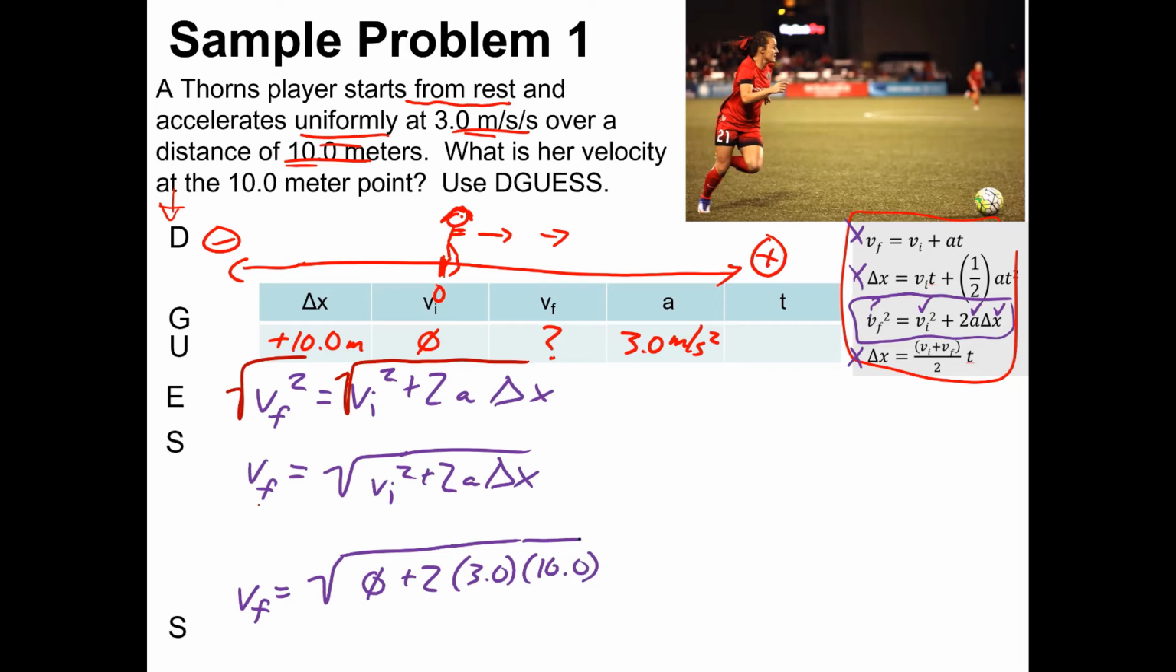And so 2 times 3 times 10, that's going to be 60. So the square root of 60. And it's always good to estimate answers before you put them in your calculator.